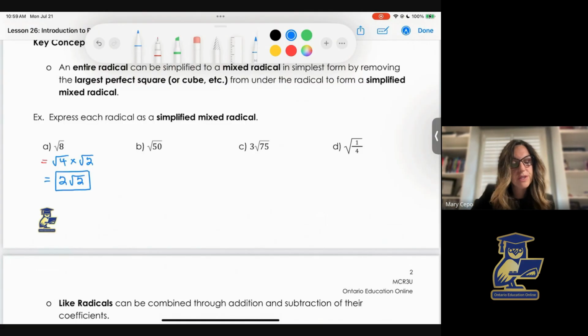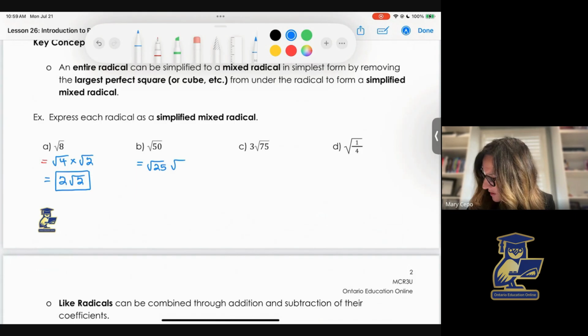So this could be simplified to 2√2. Now √50, same idea. Think of a perfect square that is a factor of 50. So we know that can be broken down into √25 times √2. Well, we can simplify. The square root of 25 we know is 5, so this becomes 5√2.